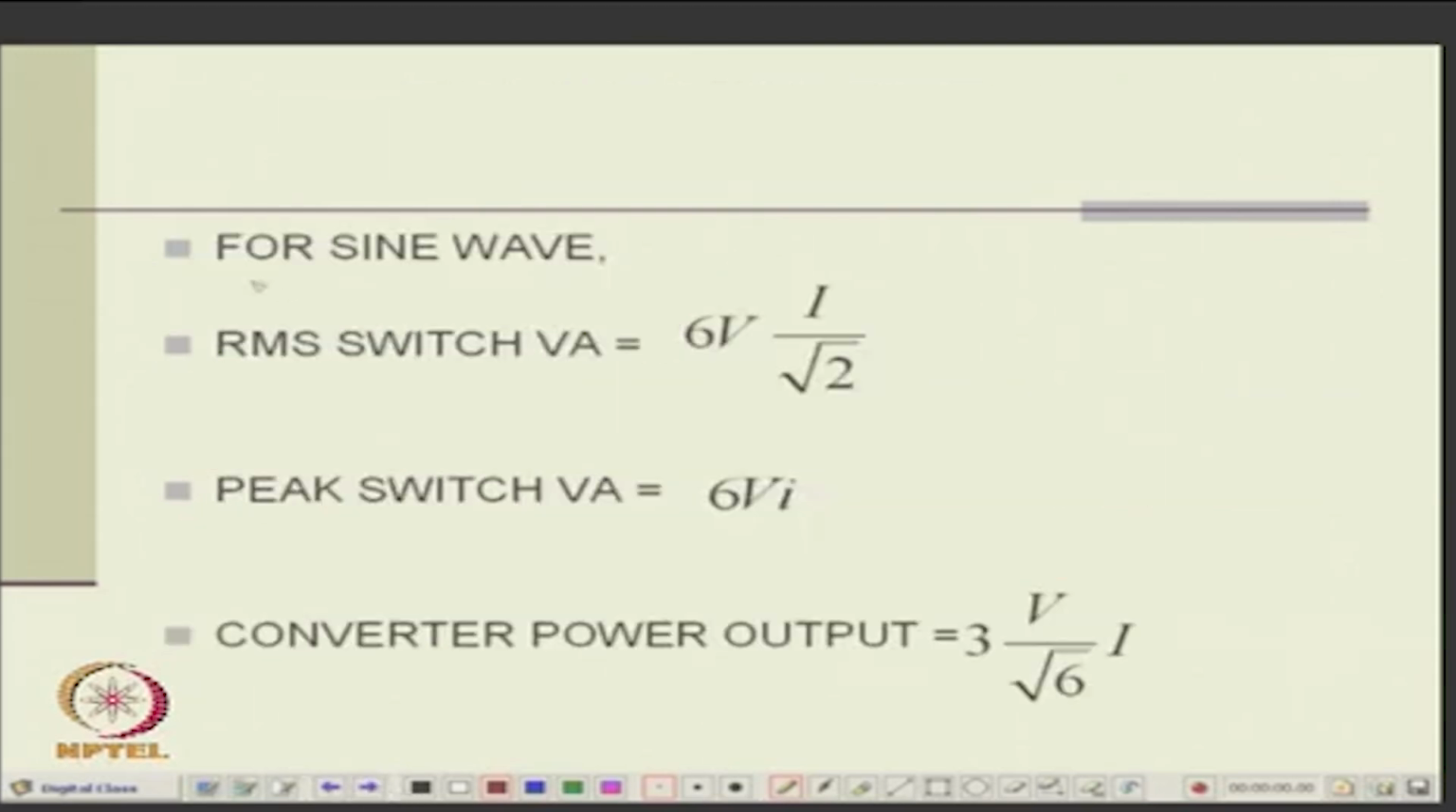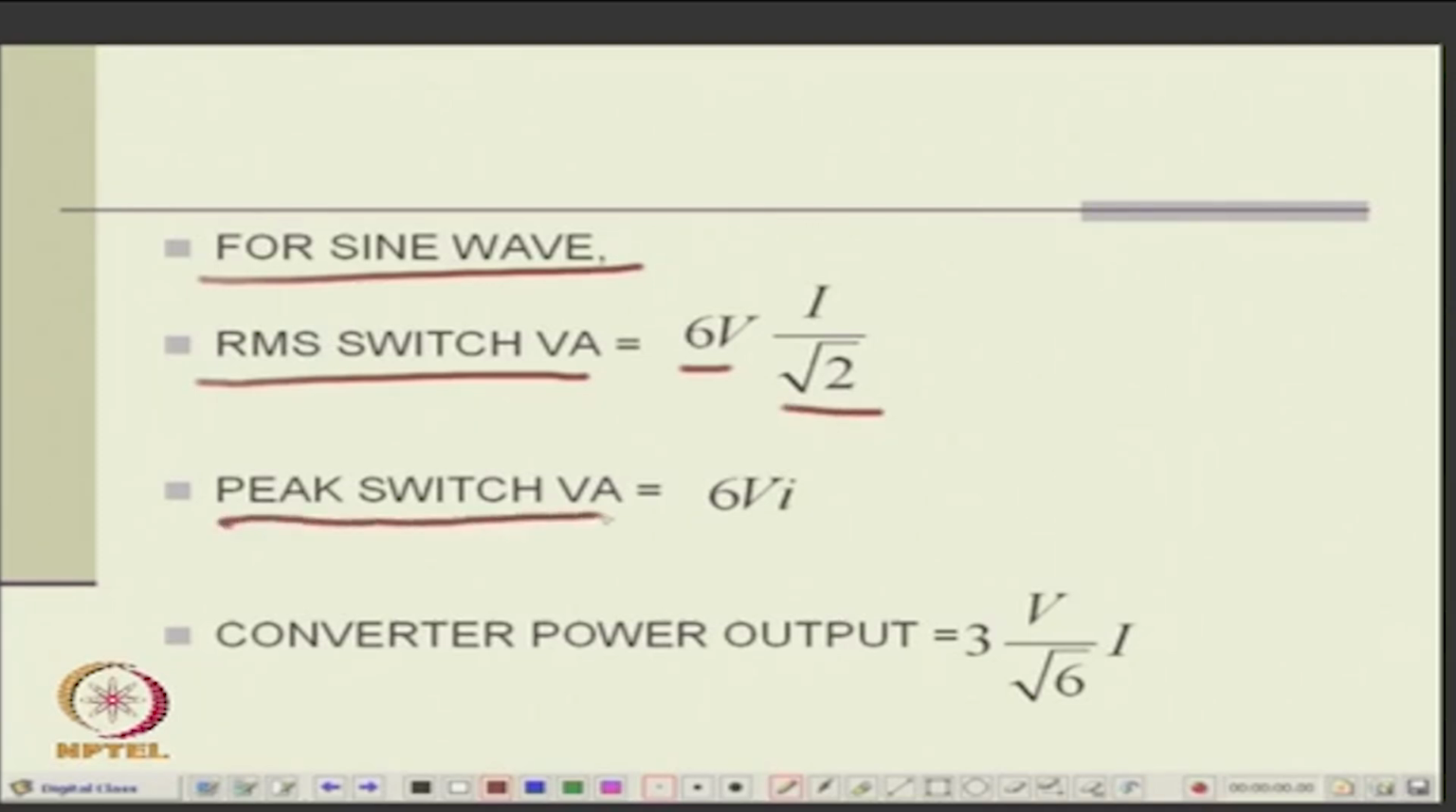Okay. For sine wave, RMS switch VA is 6 VI by root 2. Peak switch VA is 6 VI, where I is the peak current, because there are 6 switches. Okay. Then converter power output will be 3 times V by root 6 into I. Okay.